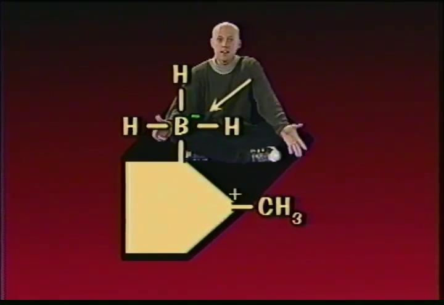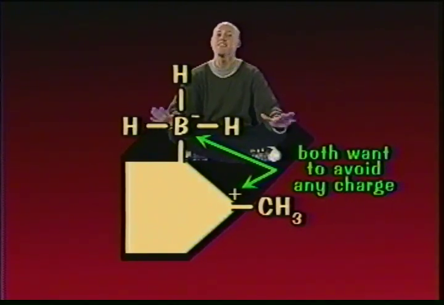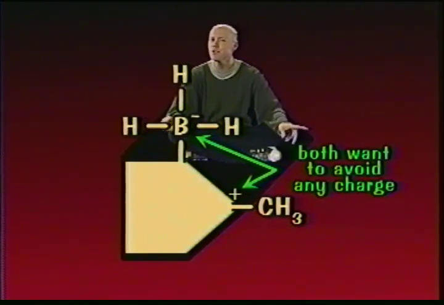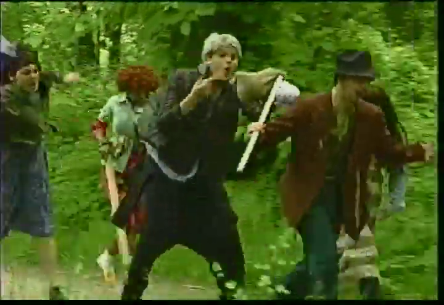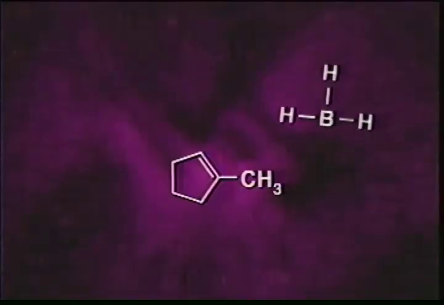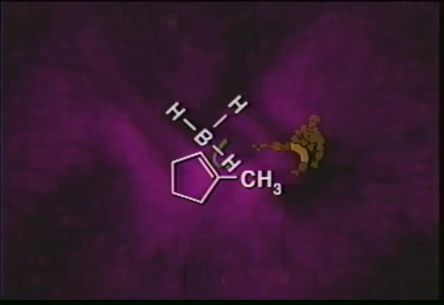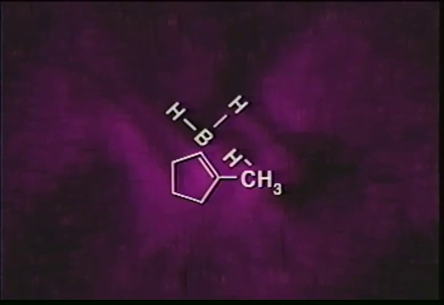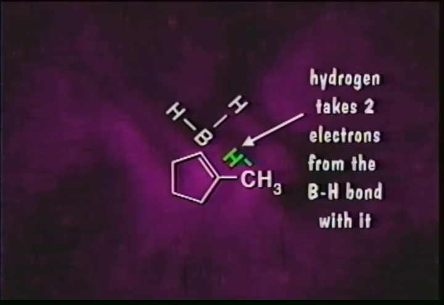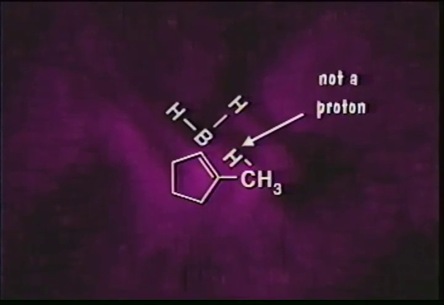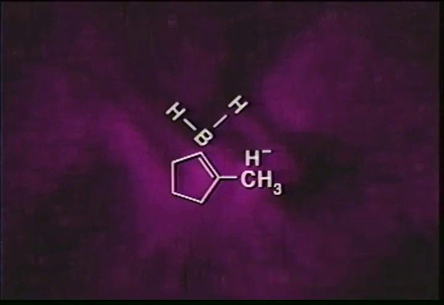Something's got to be done. Both of these guys want to avoid any sort of charge. So here's what they do. At the exact same time the borane is moving in on one of the carbons, it boots off one of its hydrogens. But instead of leaving as a proton, as we've seen hydrogen do in the past, it takes the 2 electrons from the boron-hydrogen bond with it. This thing ain't a proton, because it's got 2 electrons. Instead, it's called a hydride. The hydride scoots over to carbon-1 and uses those 2 electrons to form a carbon-hydrogen bond.